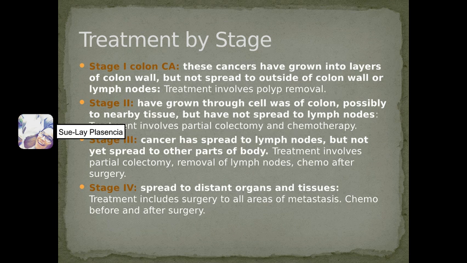Okay, so stage 1 of colon cancer. These cancers have grown into layers of the colon wall, but have not spread to outside of the colon wall or to lymph nodes. Treatment involves polyp removal. If the cancer cells are seen outside of the margins or edges of the sample taken, then maybe you'll need more surgery. If when they take out the polyp, there are no cancer cells seen outside of the edges, then nothing else needs to be done and surgery was enough.